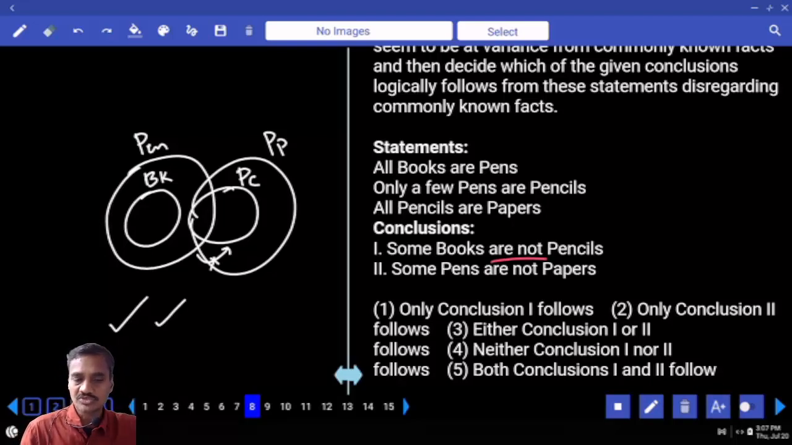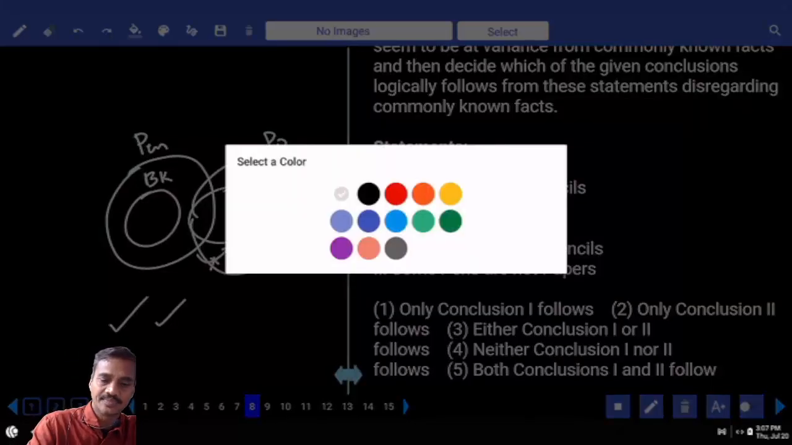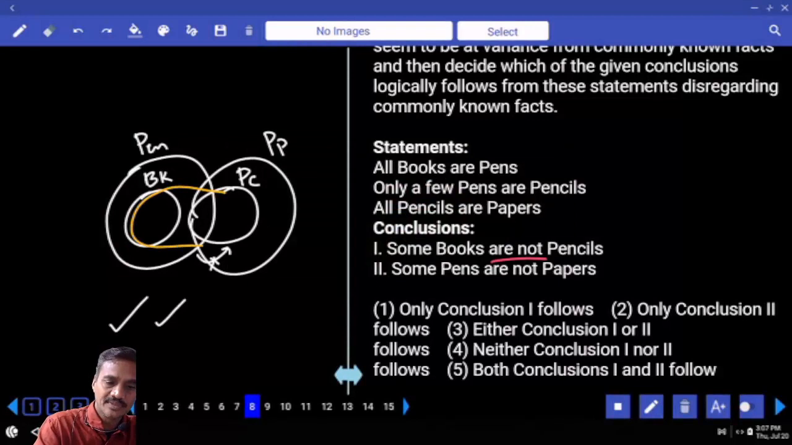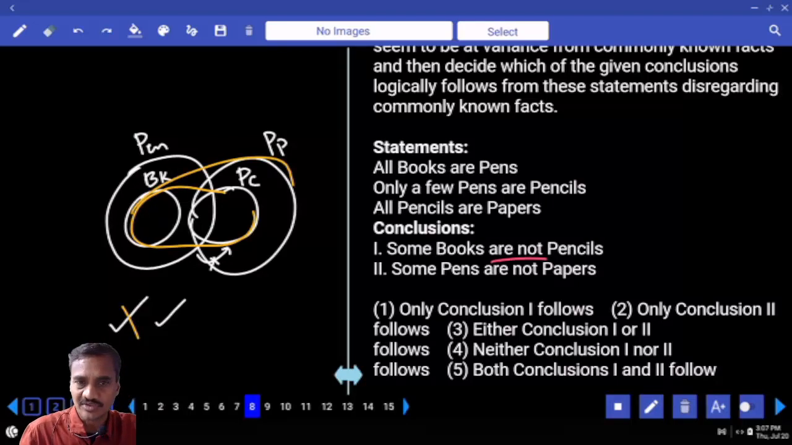All books are pencils. Now, is this entire book a part of this pencil or not? You can write with a pencil, right? We write with a pencil, and along with the pencil we write on paper. Isn't it? As it is possible, this has become false.